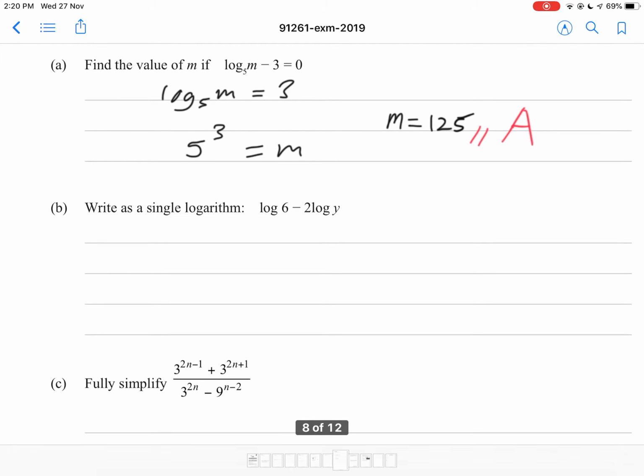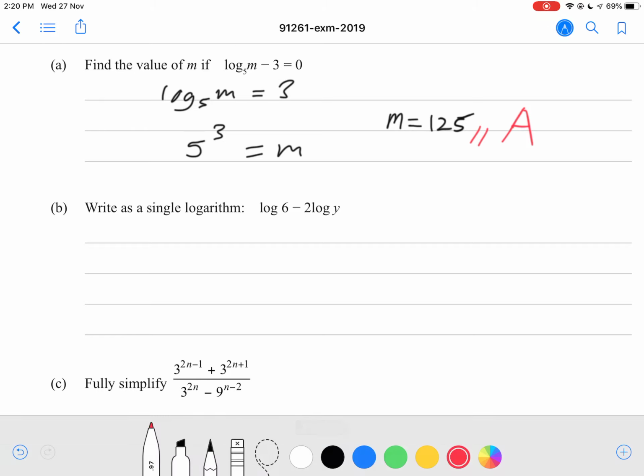Alright, B. Write as a single logarithm: log 6 minus 2 log y. When you minus logs, you actually divide. However, right now we have this 2 at the front, which makes this a lot harder. But we can apply log rules and say log 6 minus log y squared. So this coefficient goes up to the power.